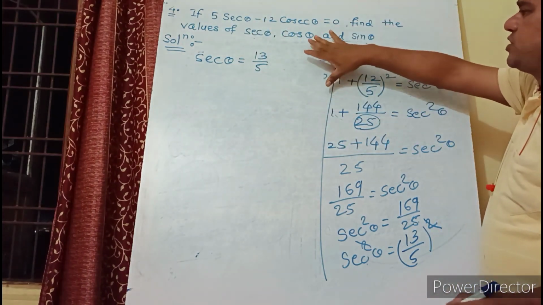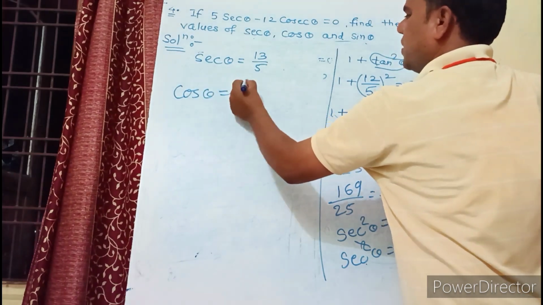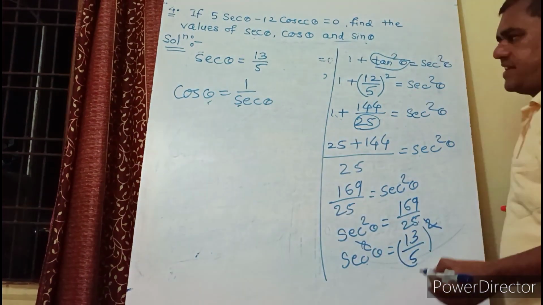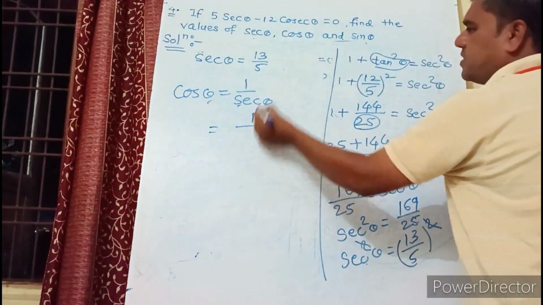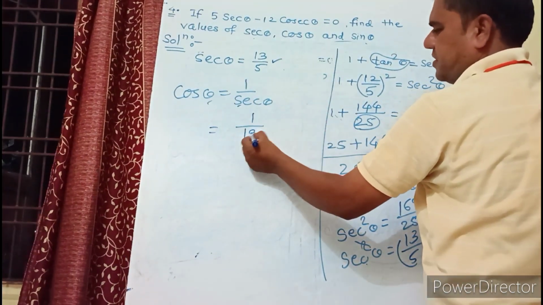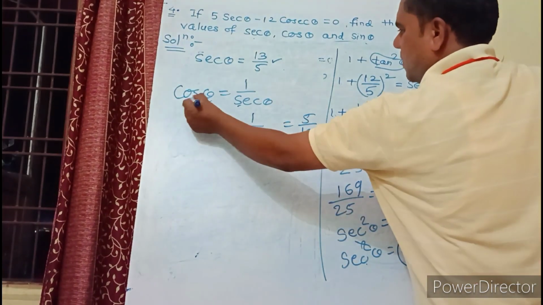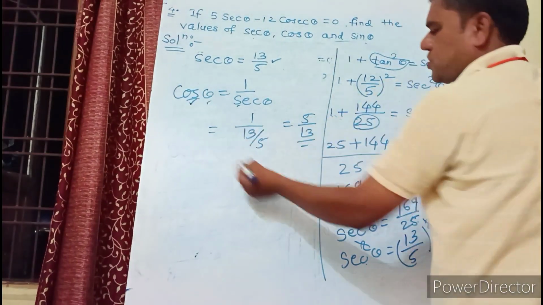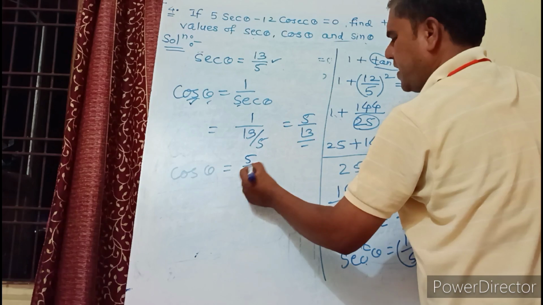Now we have to find the value of cos theta. We know the value of cos theta is equal to 1 by sec theta. Now cos and sec are inverse identities. So this will be 1 by sec theta, which is nothing but 1 divided by 13 by 5, so we get 5 by 13. We get here the value of cos theta is equal to 5 by 13.